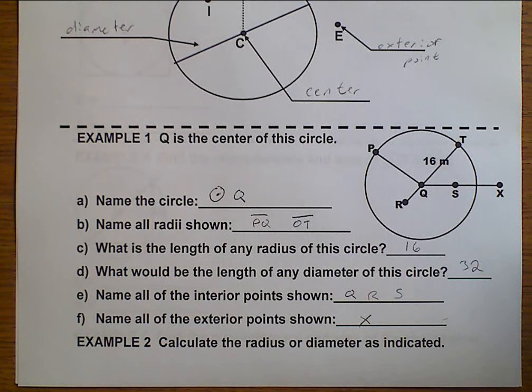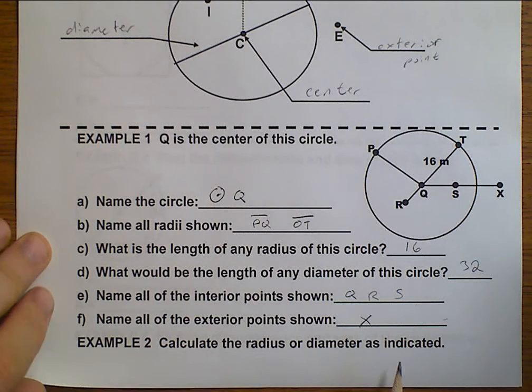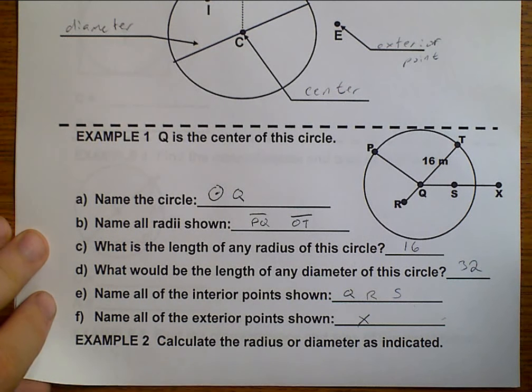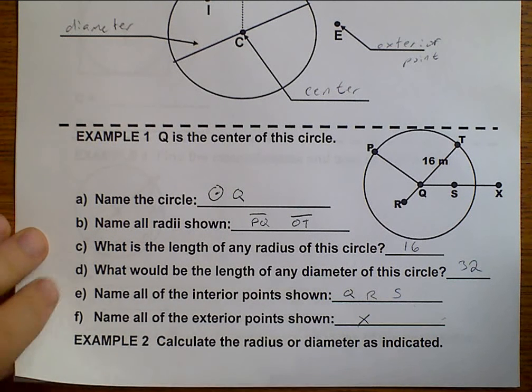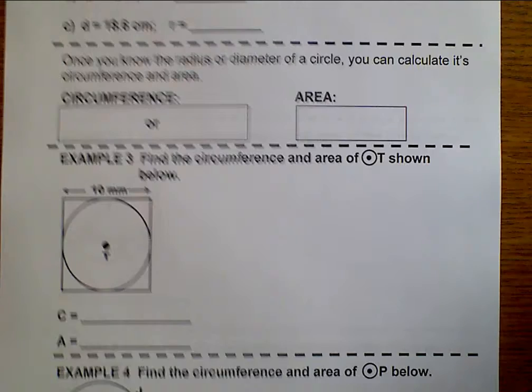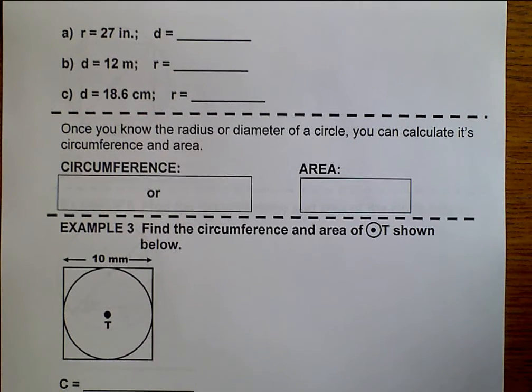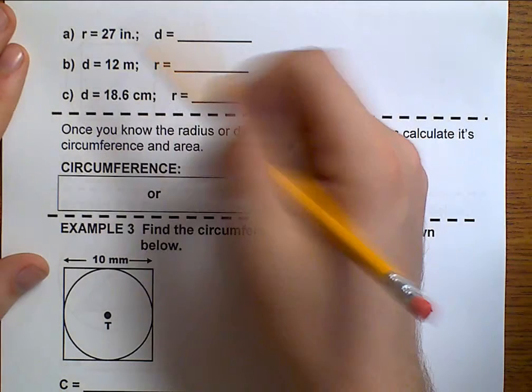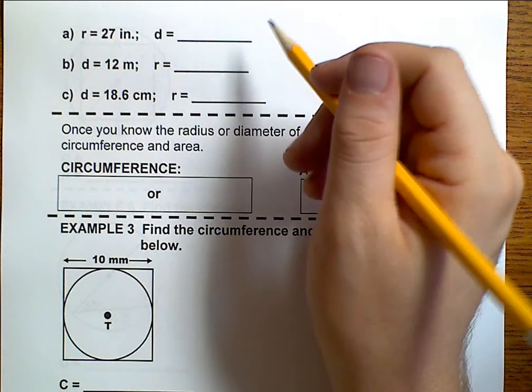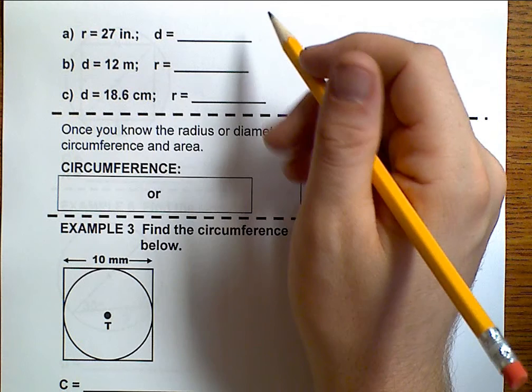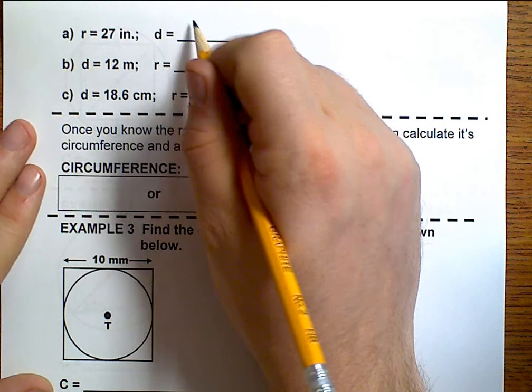So this was example number 1. Now example number 2, the instructions are here, but the actual problem is on the next page, so we're going to go ahead and turn pages. Here they've given us a radius of 27. We do 27 times 2. We get that our diameter is 54.